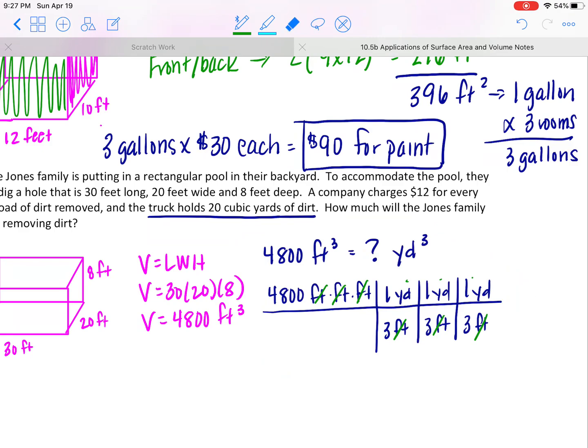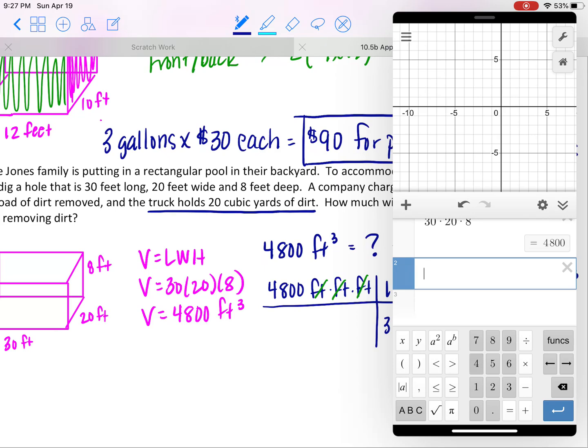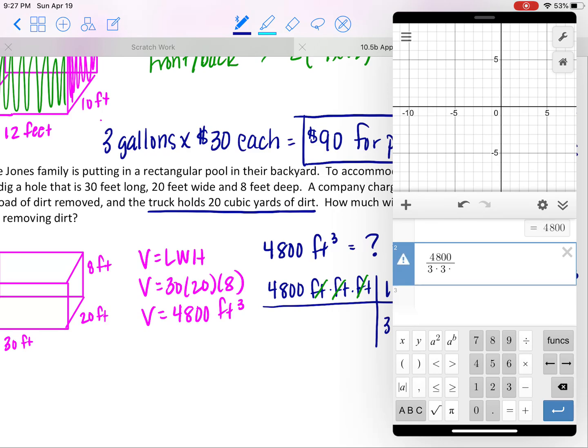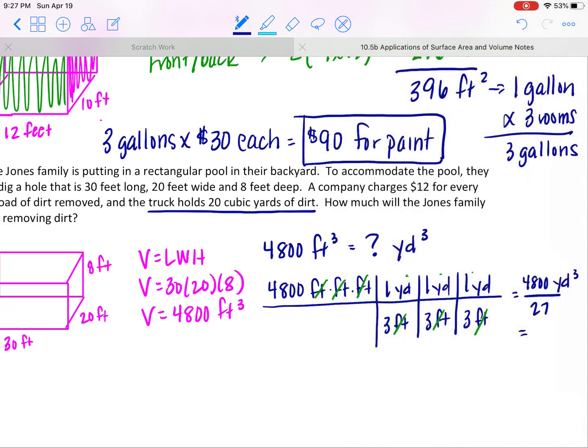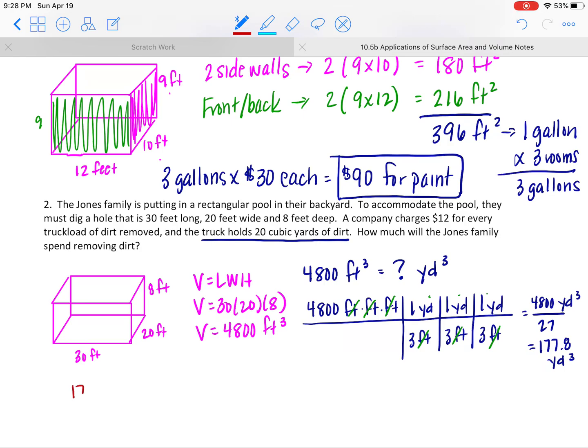I have yards cubed. So now, again, I'm going to move this because I'm running out of space. We have to multiply straight across the top, multiply straight across the bottom. So 4,800 times 1 times 1 times 1 is going to be 4,800 yards cubed divided by 3 times 3 times 3, which is 9 times 3 is 27 on the bottom. And let's get a decimal for that. 4,800 divided by 3 times 3 times 3 is 177, let's just say 0.8. 177.8 yards cubed. So we have 177.8 cubic yards of dirt, and each truckload is going to take 20 of those.